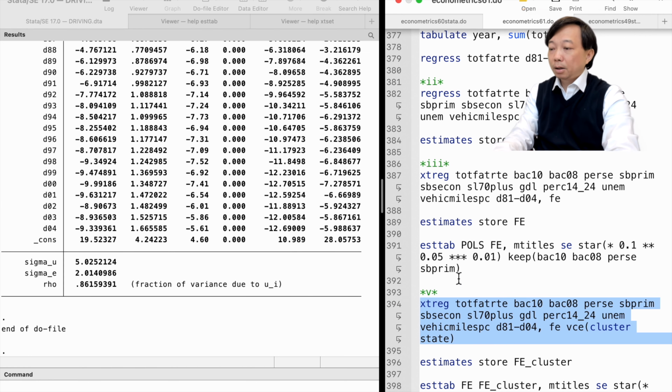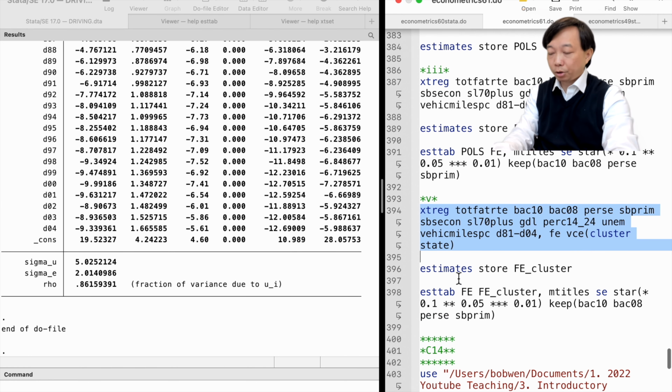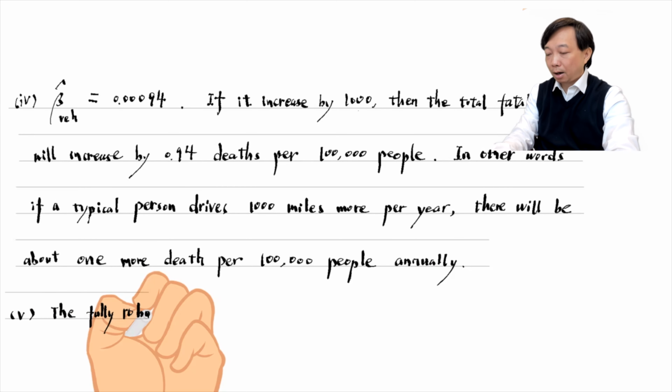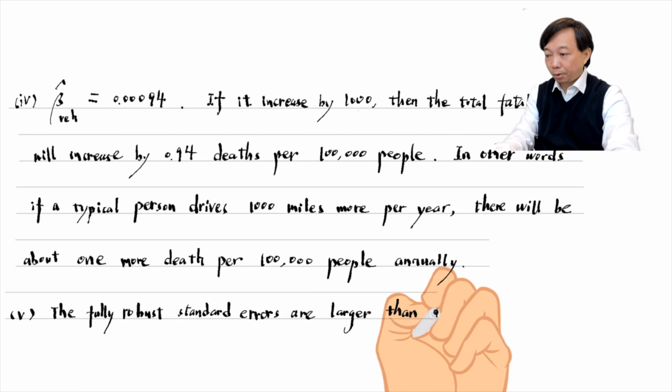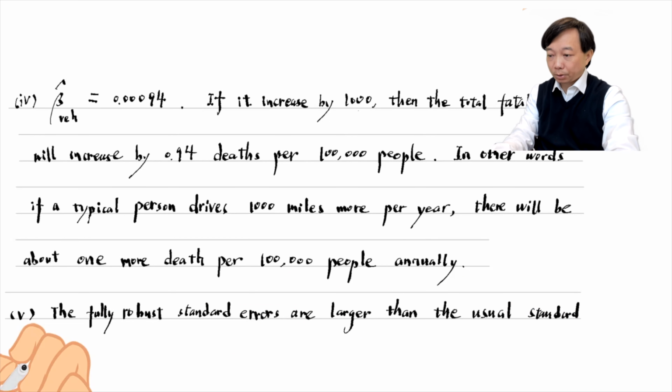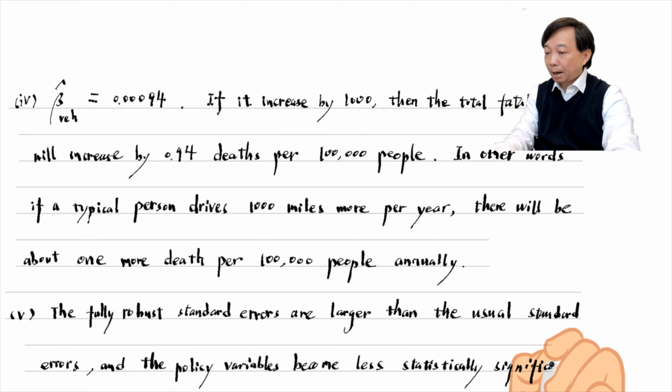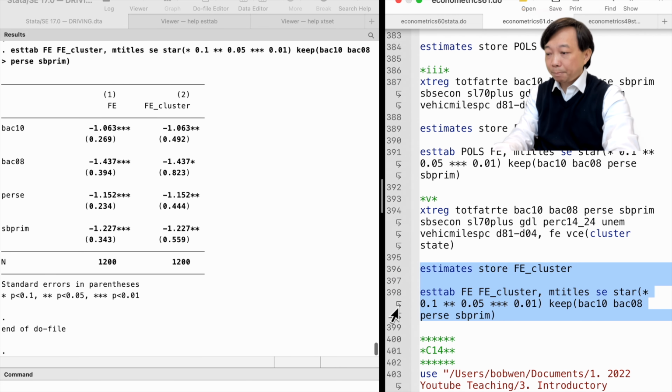We use the cluster in state option for the fixed effects. The fully robust standard errors are larger than the usual standard errors, and the policy variables become less statistically significant. For example, the primary seat belt law is significant at the 1% level using the usual standard error, but significant at the 5% level using the cluster robust standard error.